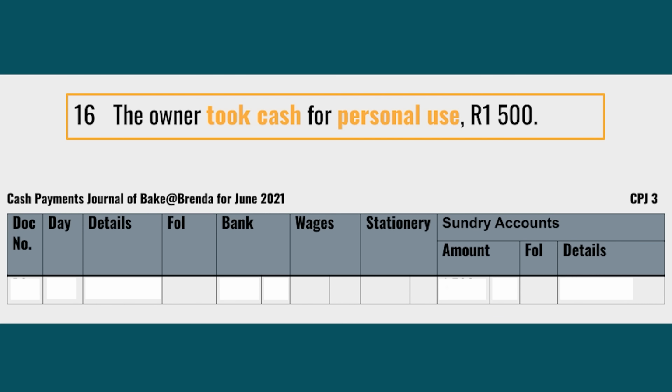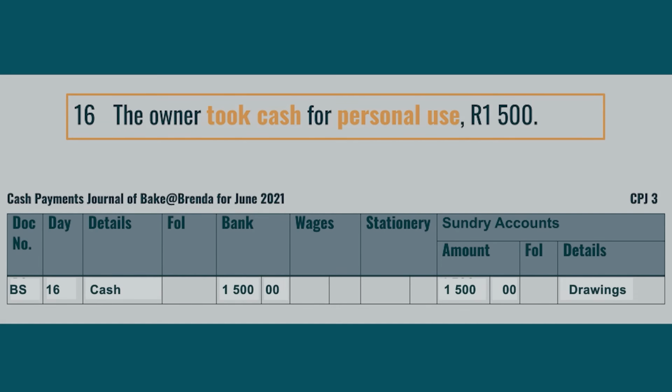The only thing that is different and new to you in this transaction is the document number. The BS stands for bank statement, as this money was directly drawn from the bank account. The document will then be a BS. Let's go through this example one more time.